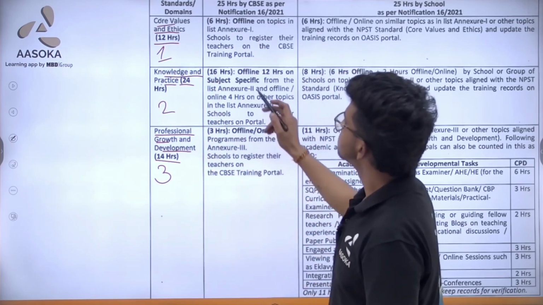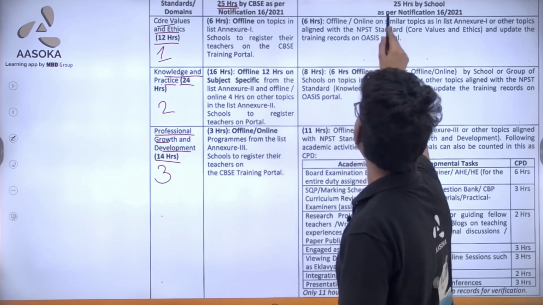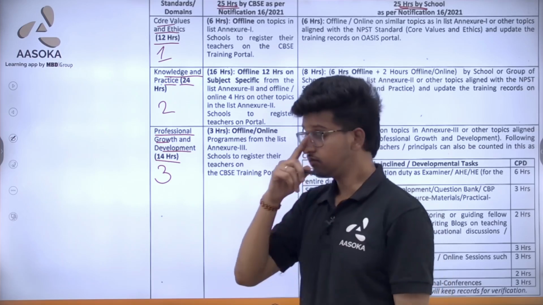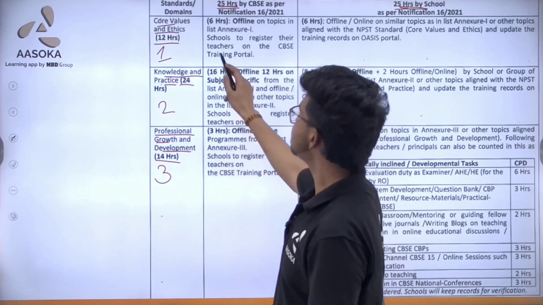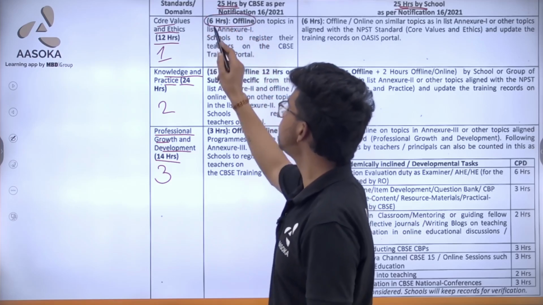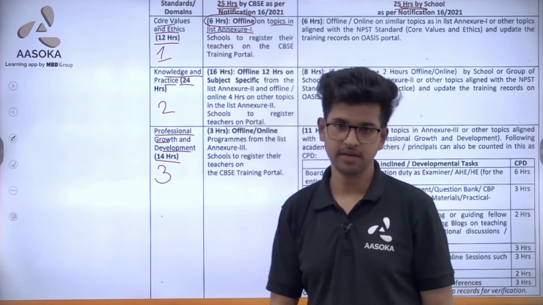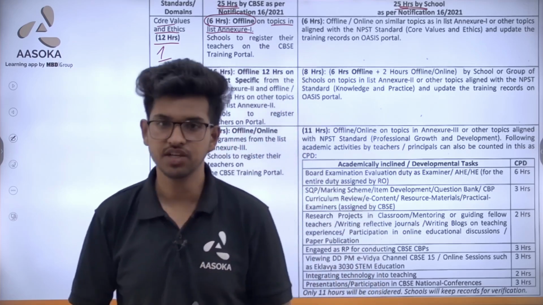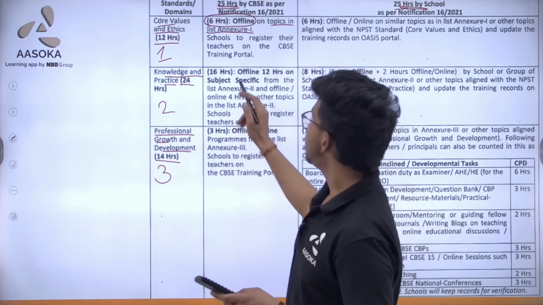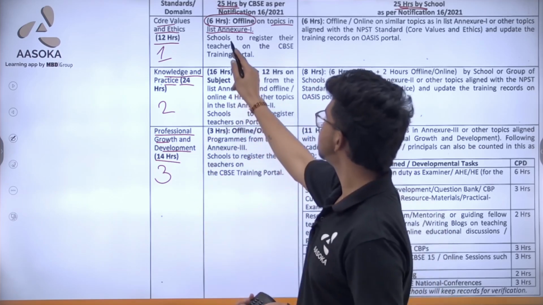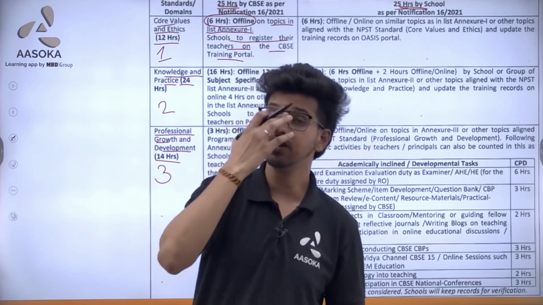Now let's focus on the separation of these 12, 24 and 14 hours. First of all, 25 hours of training will be conducted by CBSE and 25 hours is going to be in-house training. In the 25 hours by CBSE, teachers have to complete 6 hours of offline training on the topics given in annexure 1. We'll be looking at what the topics given in annexure 1 are. For that, schools have to register their teachers on the CBSE training portal, choosing one of the topics given in annexure 1.